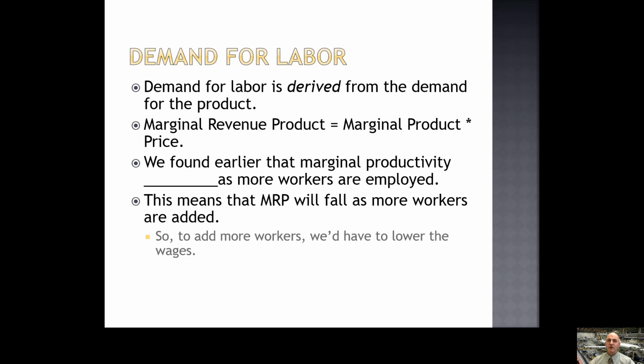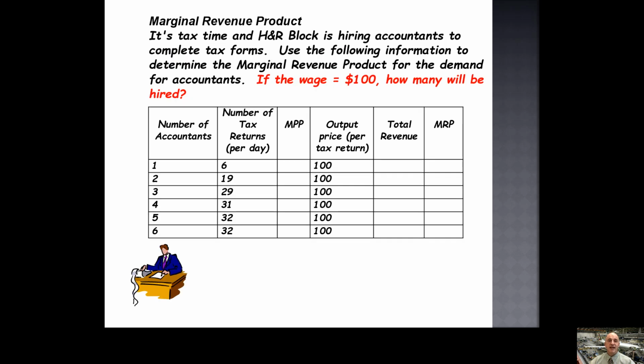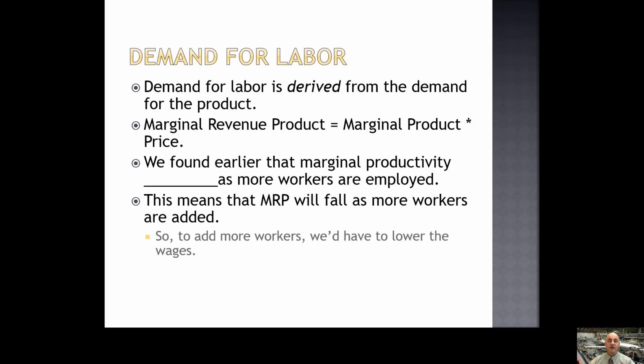Well, if every additional worker is giving us less and less product, if we were to have to hire more workers, I really wouldn't want to pay them as much because I'm not getting as much revenue from those additional workers. So wages would have to go down. Well, what that means is you end up with a downward sloping demand curve.